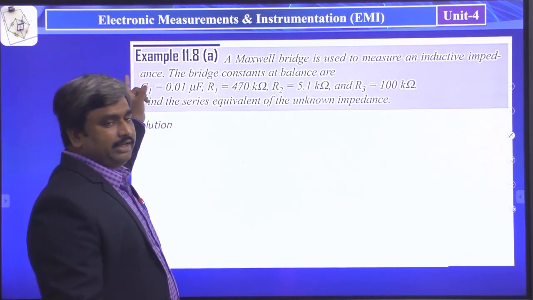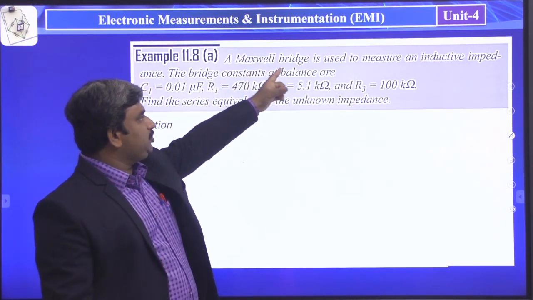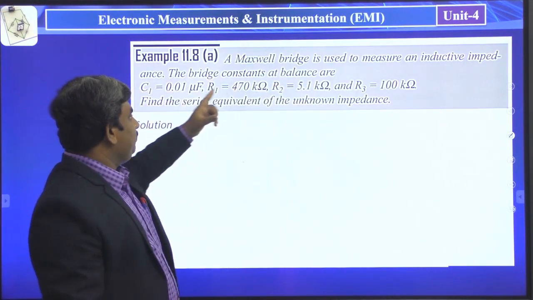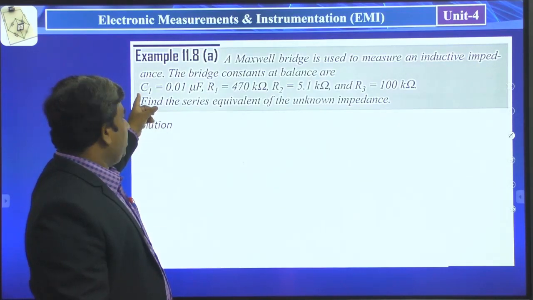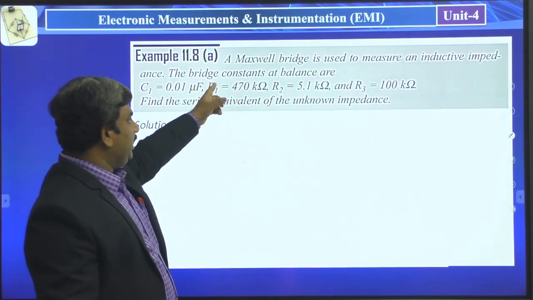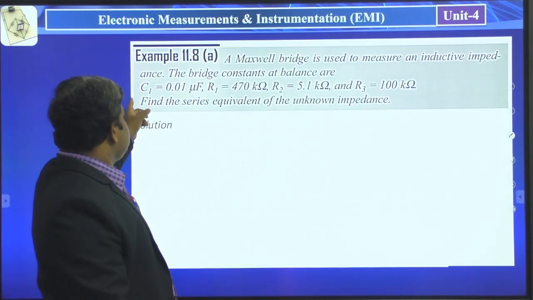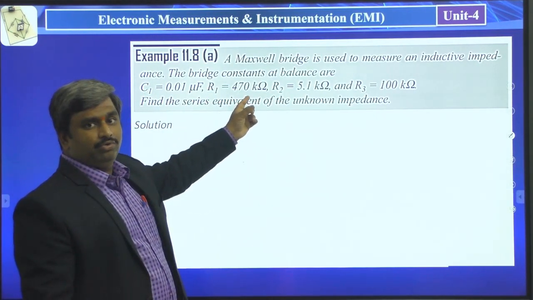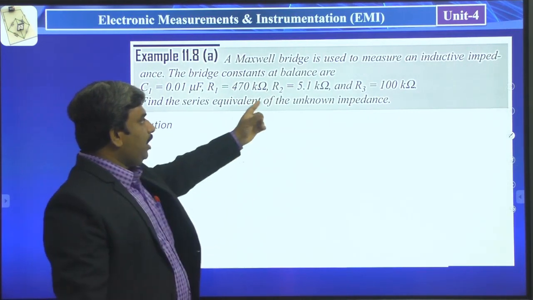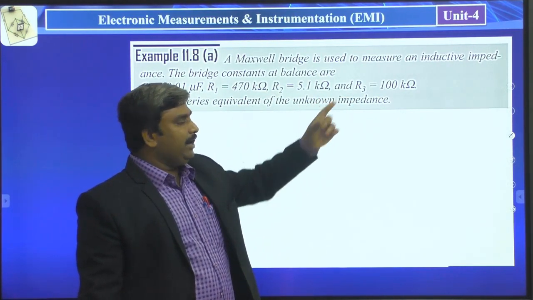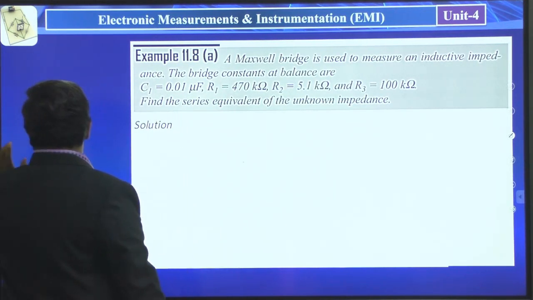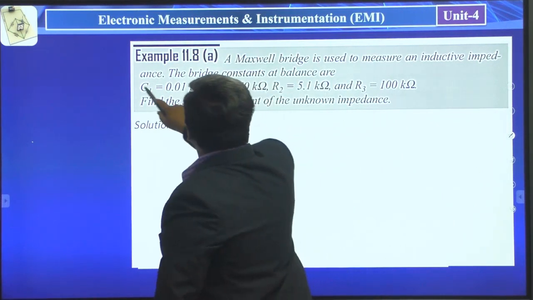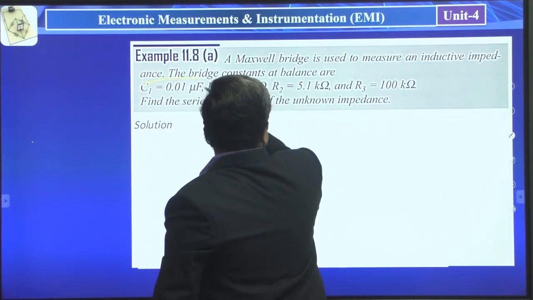Coming to the given problem, a Maxwell's bridge is used to measure an inductive impedance. The bridge constants at balance are as follows. At the balanced condition, C1 is equal to 0.01 microfarads, R1 is equal to 470 kilo ohms, R2 is equal to 5.1 kilo ohms, and R3 is equal to 100 kilo ohms. These are the given values.